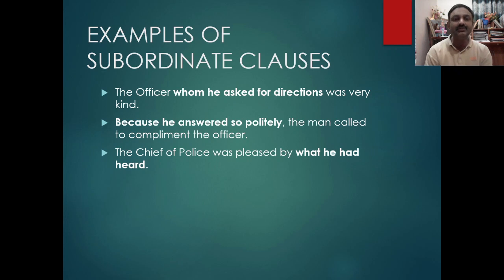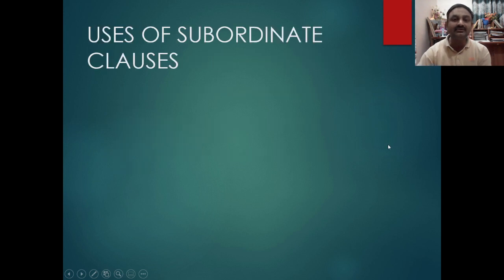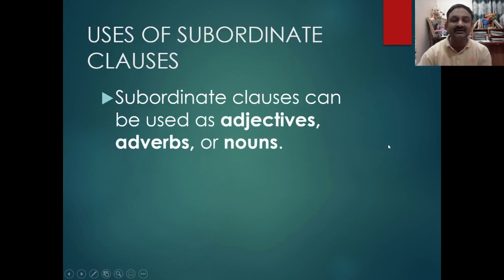In the same way, because he answered so politely, the man called to compliment the officer. The chief of police was pleased by what he had heard. So we can understand the subordinate clause in the way that it is dependent on the main clause. So it does not stand by its own. So subordinate clauses can be used as adjectives, adverbs, and nouns.